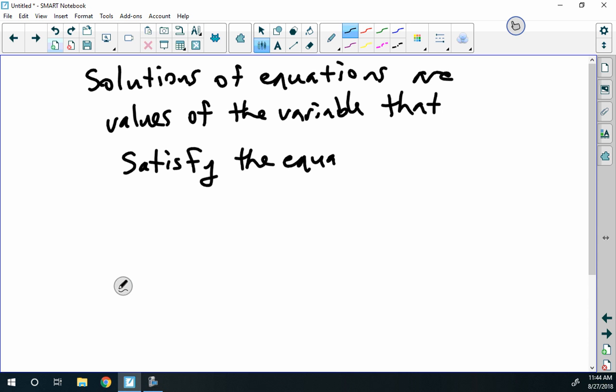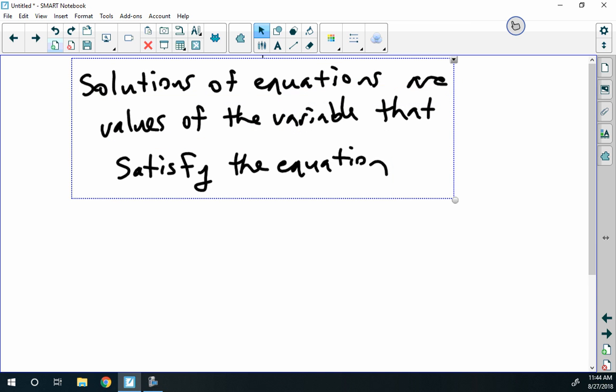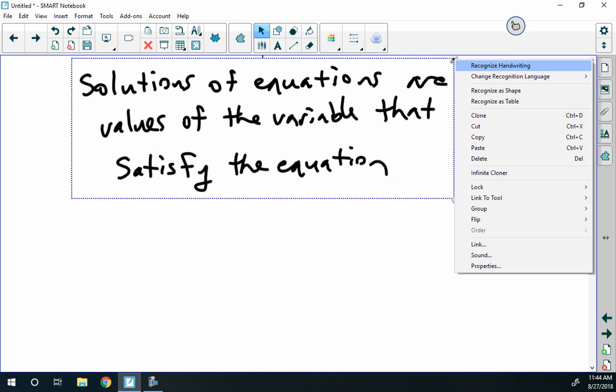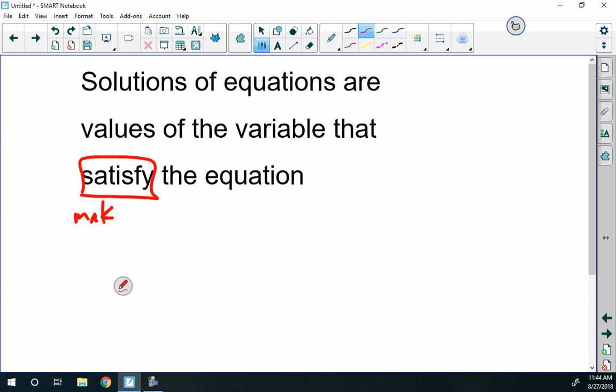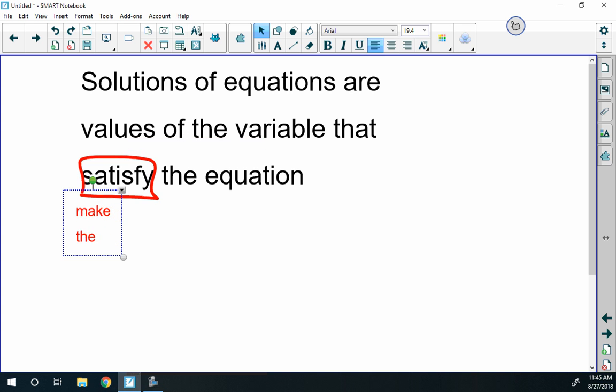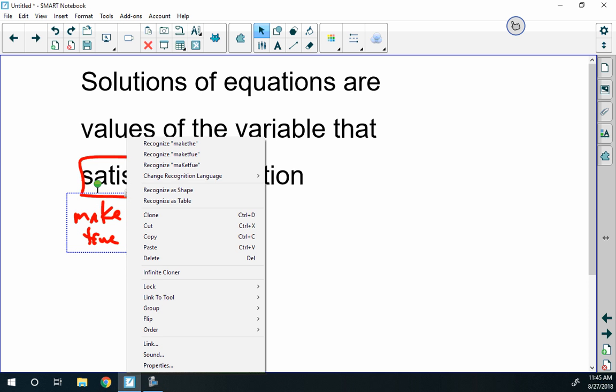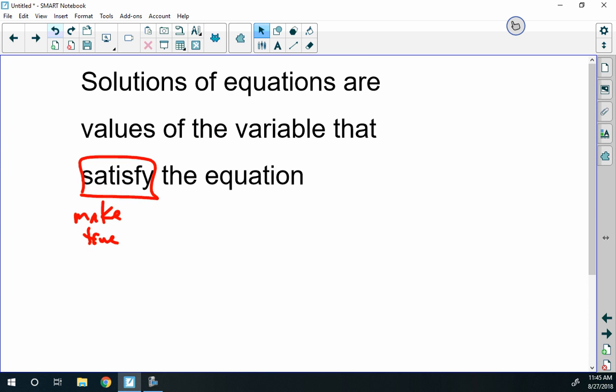Now, in this context, when we say satisfy, we don't mean Snickers candy bars. Snickers really satisfies. We don't mean that kind of satisfy. In the context of math here, we're talking about making true. So solutions of equations are values of the variable that make the equation true. So in this context, satisfy means make true. Solutions are values that make the equation true.